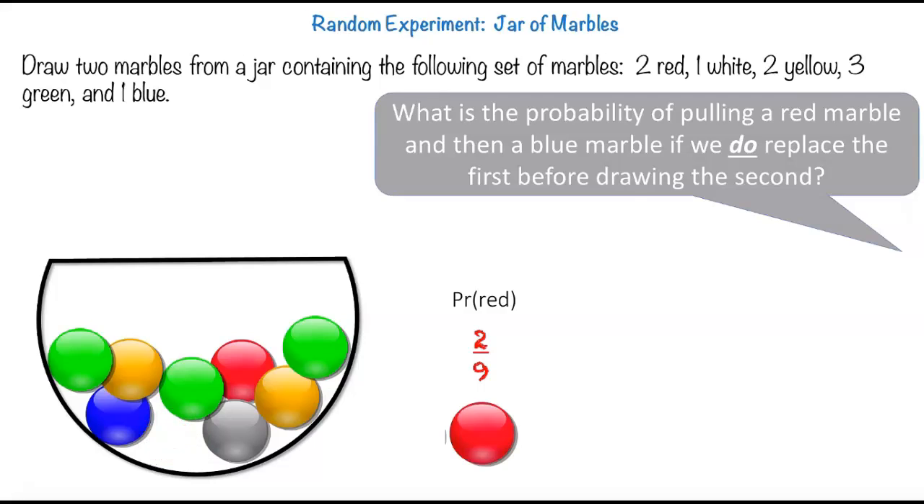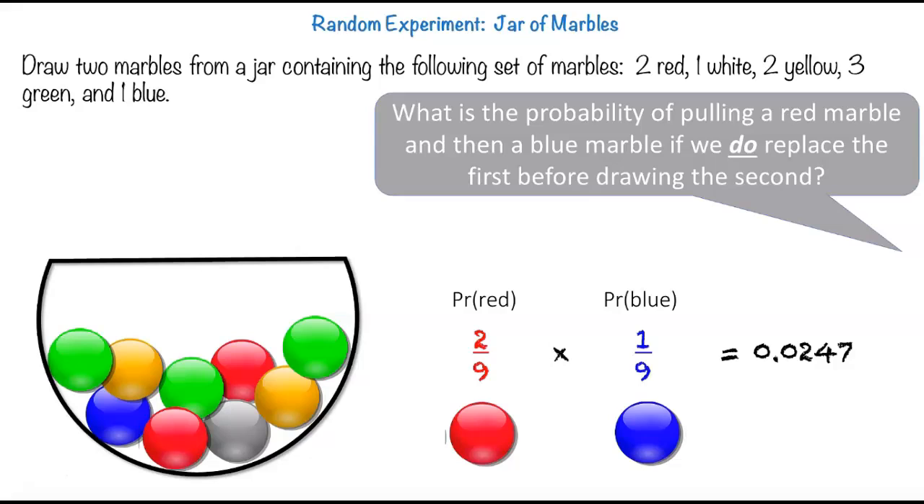But after we draw this marble, we're going to replace it before drawing the second marble. So now the probability of pulling a blue marble is equal to 1 out of 9 because with that red marble replaced, there's 9 total to choose from. Now using the multiplication principle, we find that the probability of pulling a red marble and then a blue is equal to 0.0247, which is different than the first scenario.